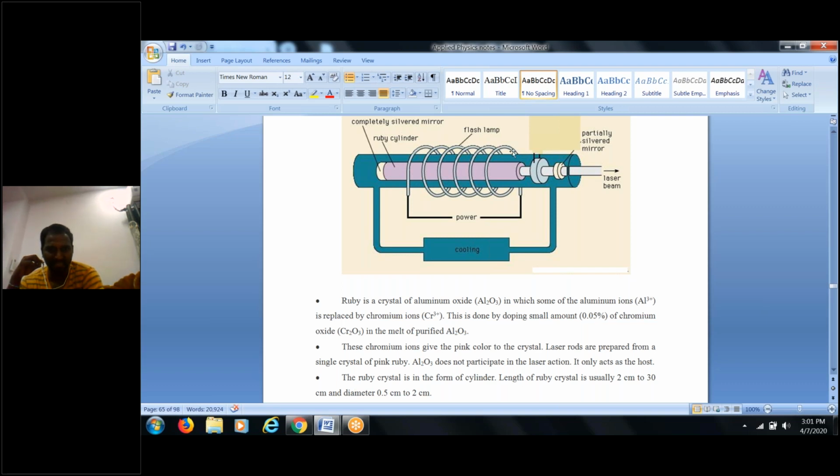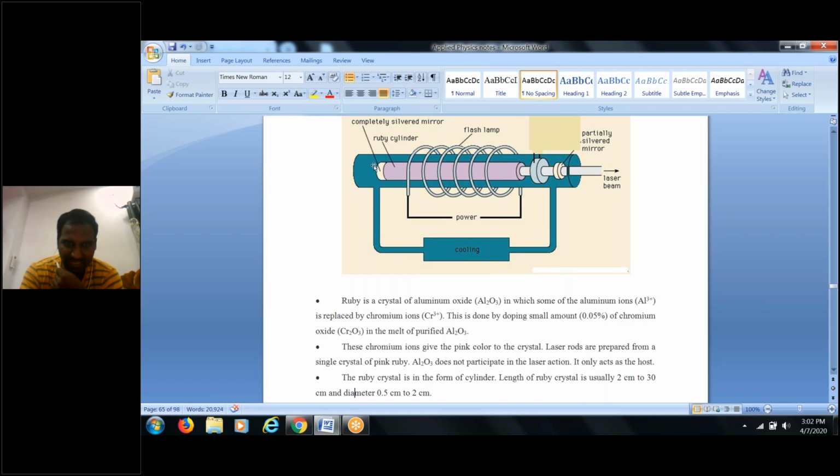And around the rod, this is a spring shape arrangement. This spring shape arrangement is nothing but helical shape. We have a flash lamp, which is in the form of a spring. Such a shape is called a helical shape. And on both sides, observe this white portion and this white portion. That is nothing but the polished ends. Both the ends of the ruby rod have silver mirrors, and those are polished. Only one end, this right hand side end, is coated with silver. Along the silver coated end, we will observe the laser light.